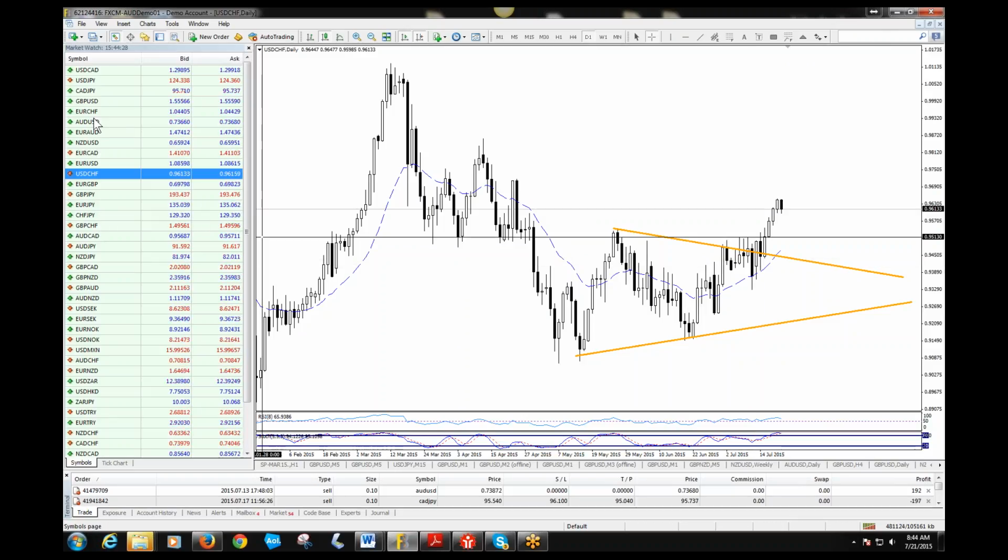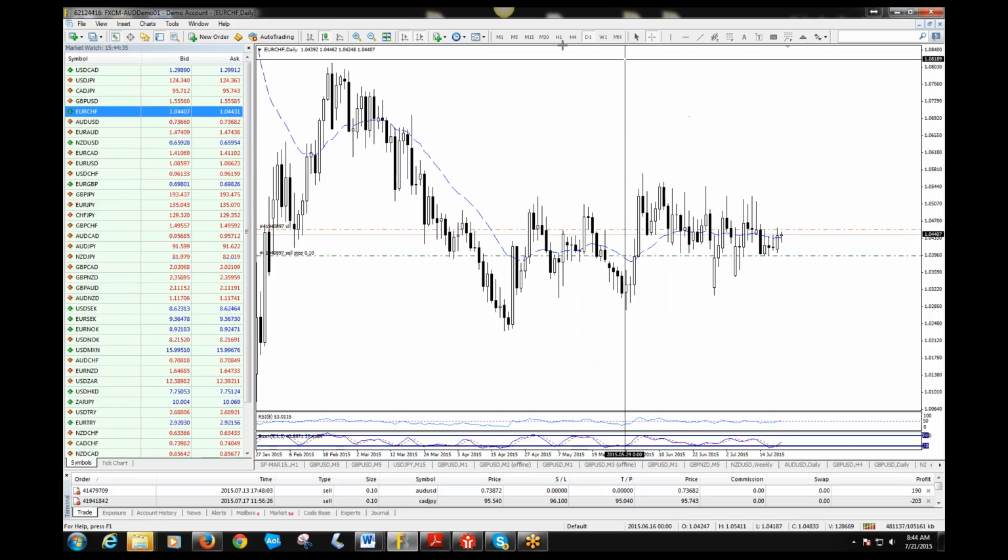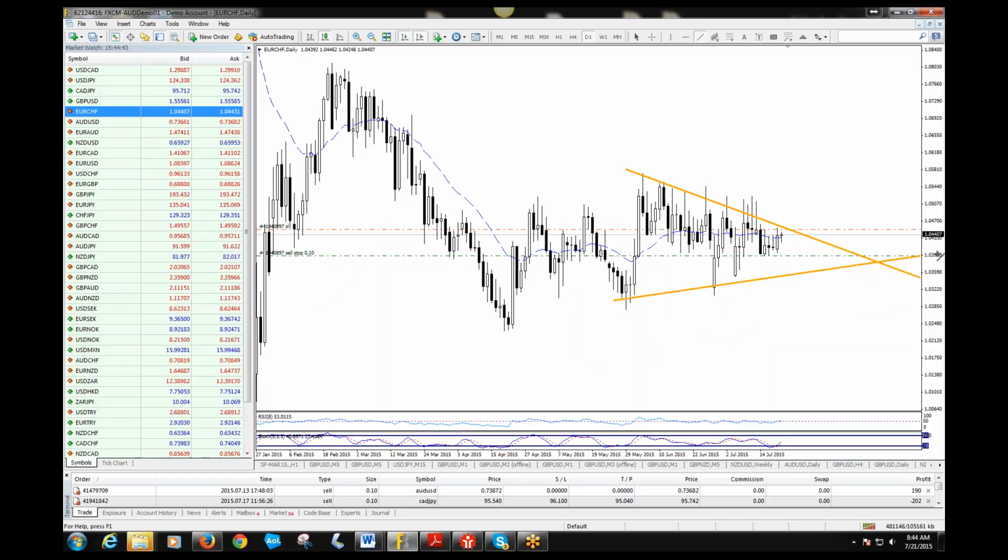Let's look at the Euro Chef, which was the next one, and the Euro Chef had a wedge, and this one has not broken out yet. And this would be Euro Chef here. Okay, so this has not broken out, and this still is just really, really tight.